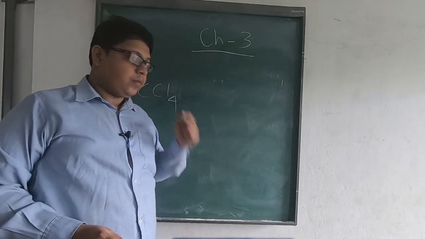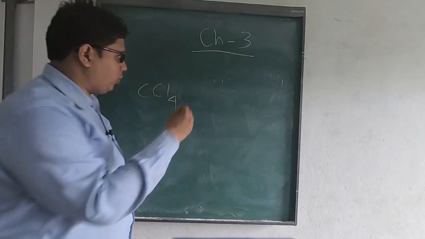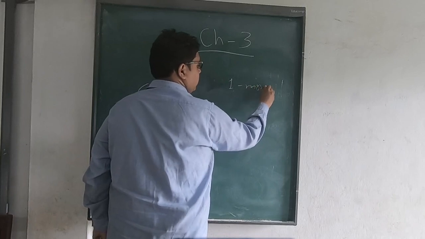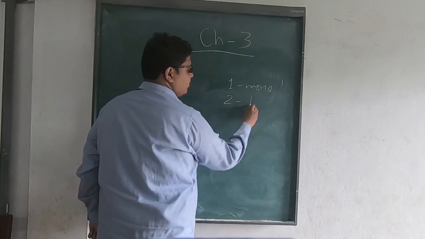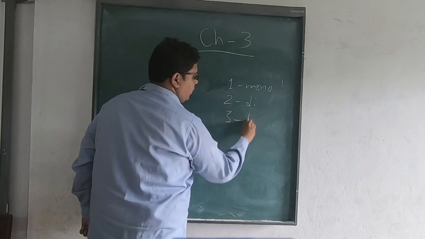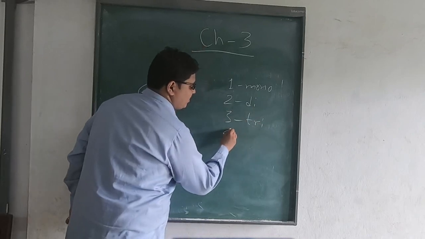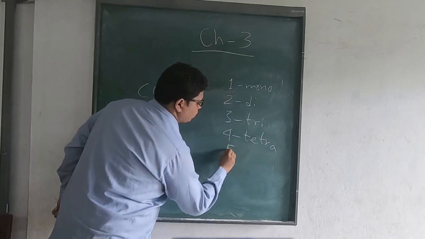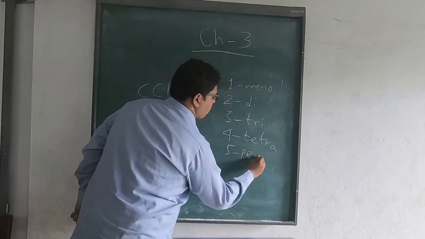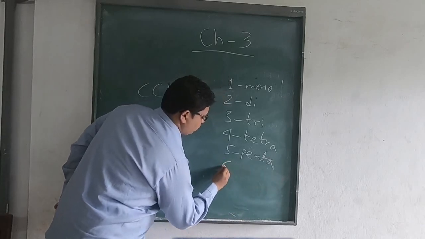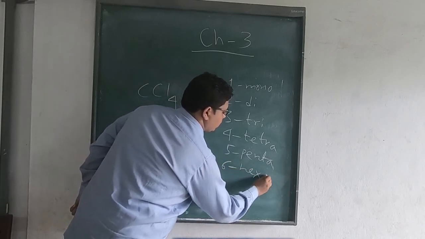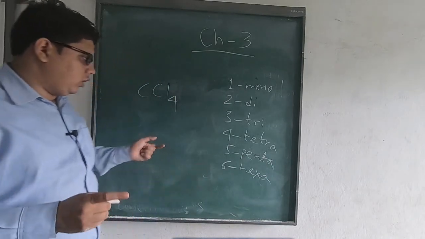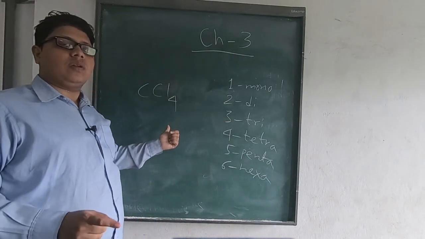CCl4. Okay, so before we get to this, you must be wondering already, 1 means mono in this kind of nomenclature, 2 means di, 3 means tri, 4 means tetra, 5 means penta, 6 means hexa, and so on. You remember till 6 now, okay? Remember till 6. So following that pattern, we can easily solve this one.